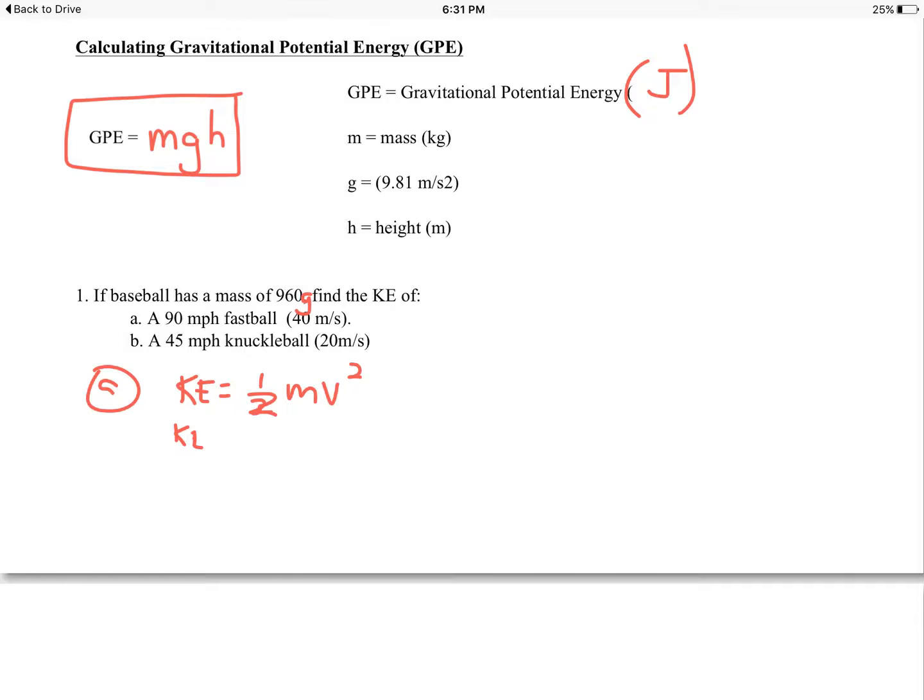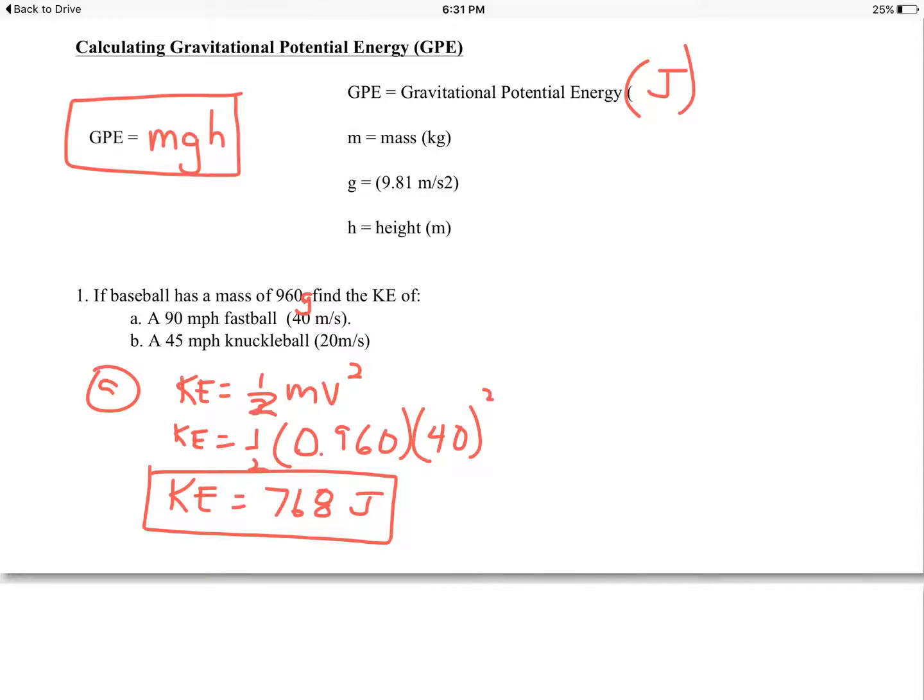So the kinetic energy here is 1/2 times 0.960 kilograms times 40 squared, 40 meters per second squared. If you do the math there, the kinetic energy comes out to be 768 joules.